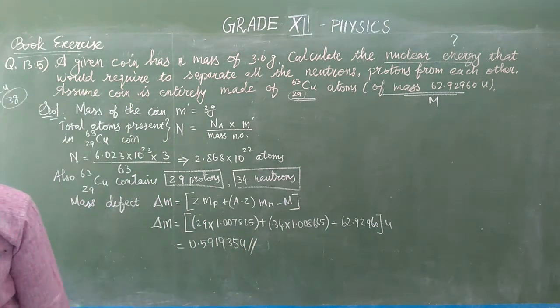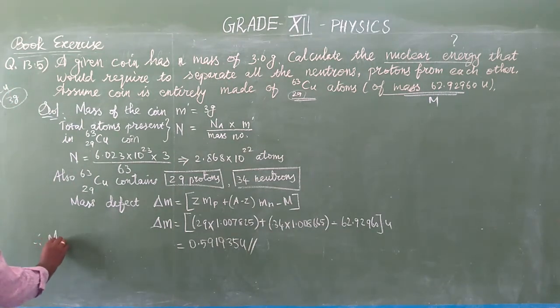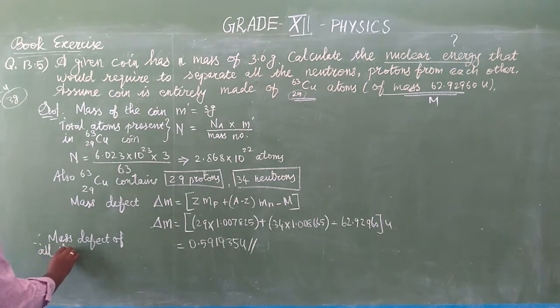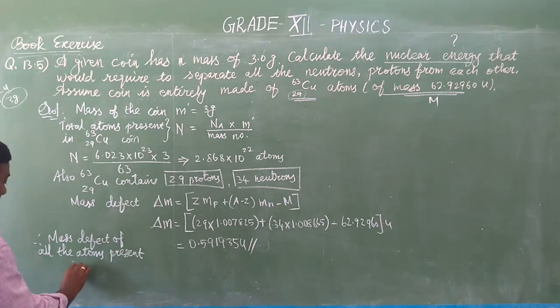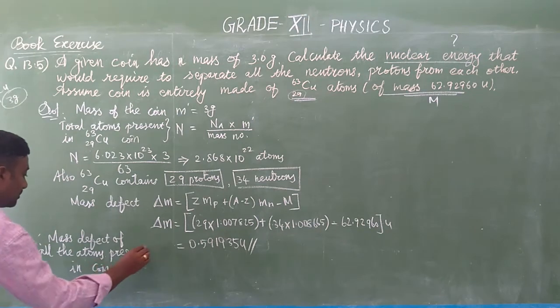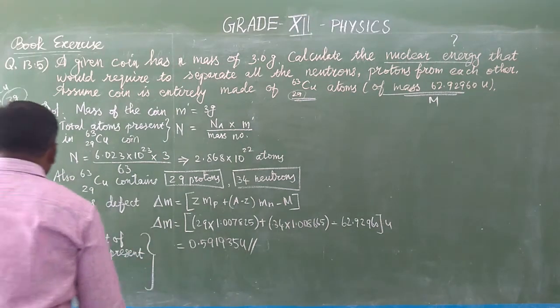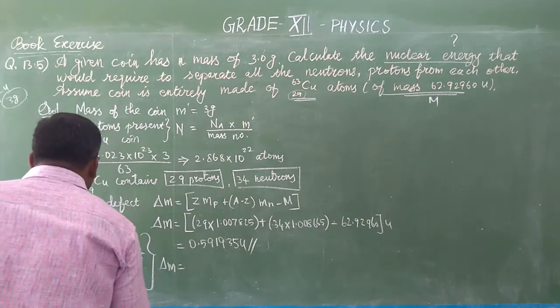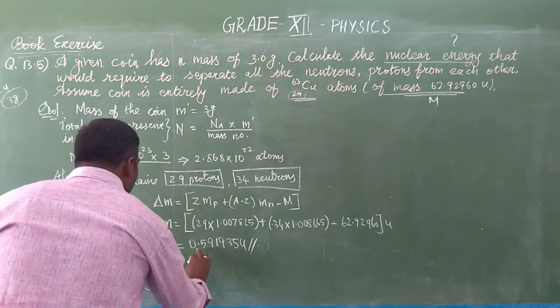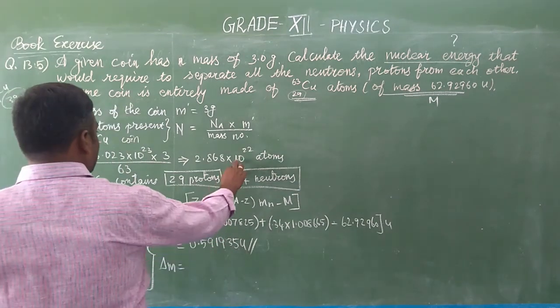Therefore, mass defect for all the atoms present in the coin. So what is the mass defect of all the atoms present in the coin? That is delta M, which is equal to, how many atoms are there? Yes, we need to multiply.